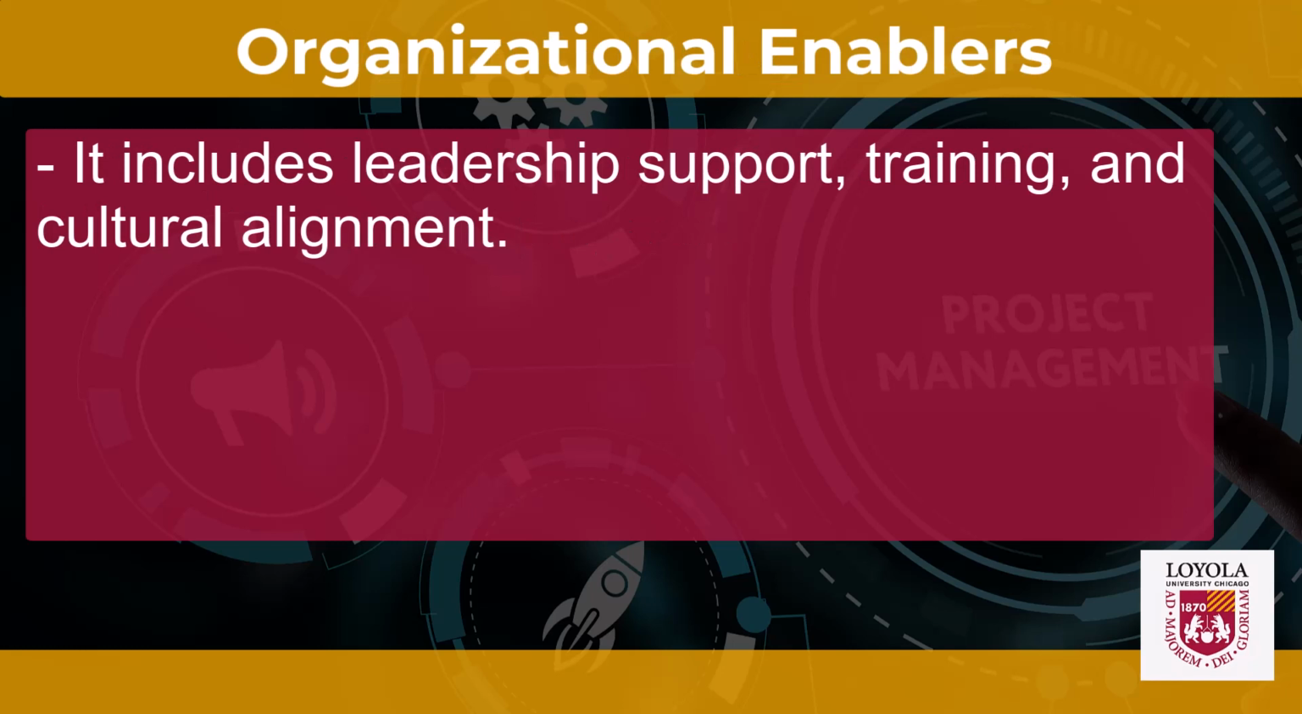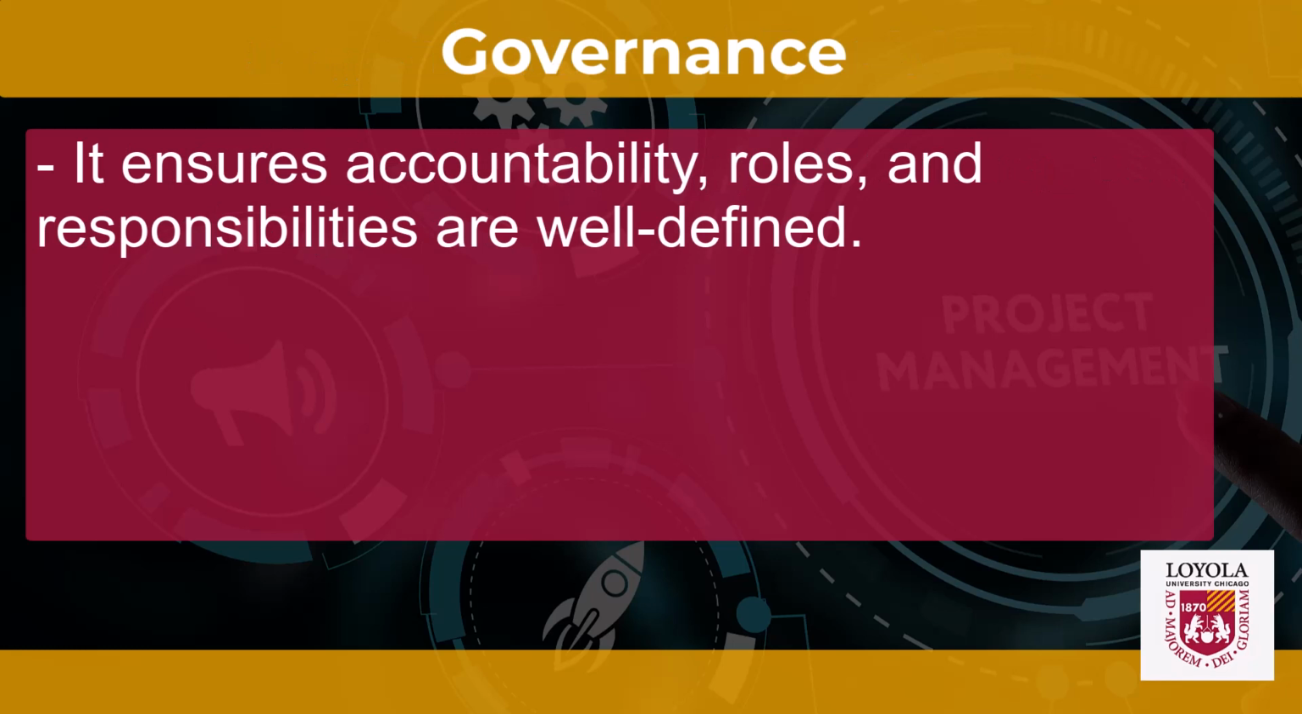Then there's organizational enablers. Organizational enablers provide the resources, culture, and support systems needed for effective project management. Organizations establish resources and support systems for project management. It includes leadership support, training, and cultural alignment. And then there's governance. Governance establishes clear roles, responsibilities, and decision-making processes for project management. Organizations define governance structures for project management, and it ensures accountability and that roles and responsibilities are well defined.